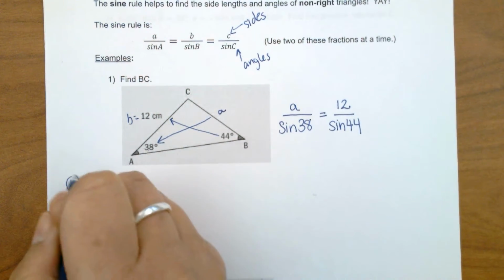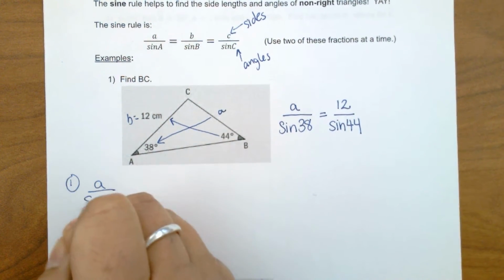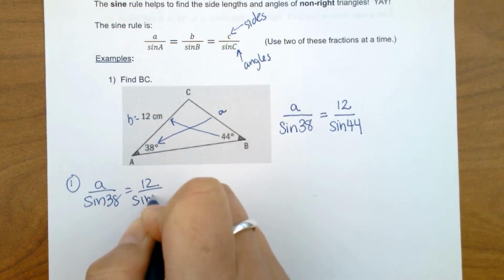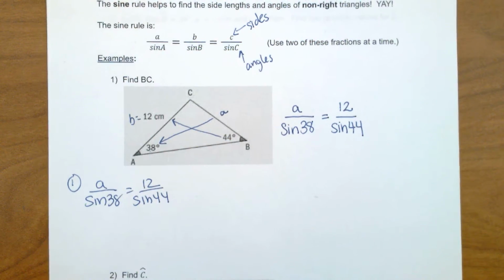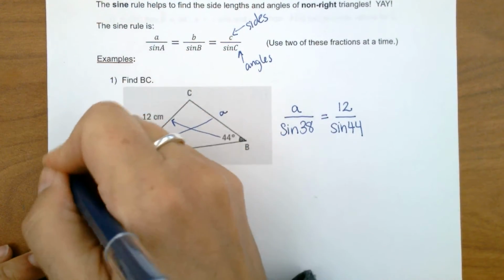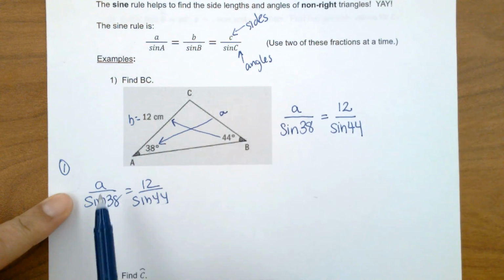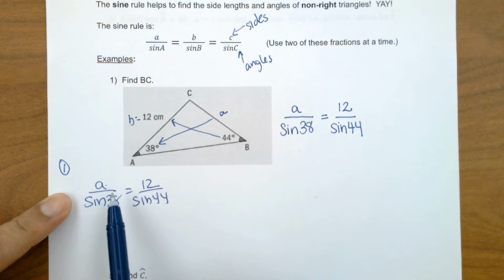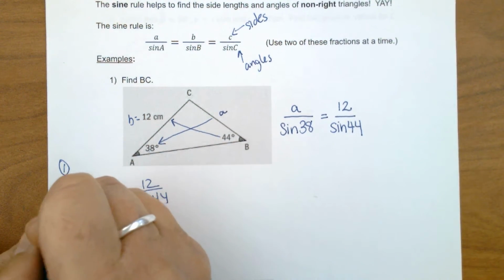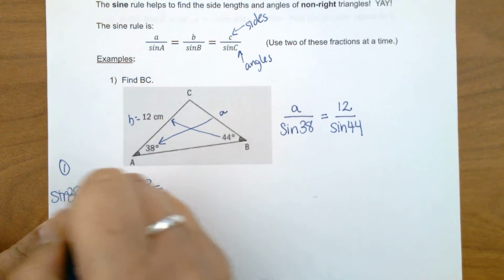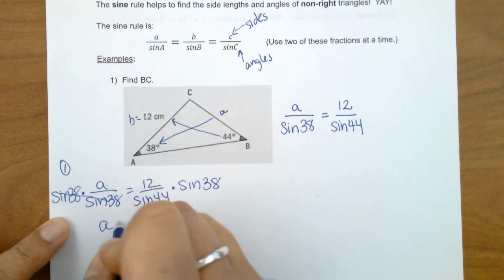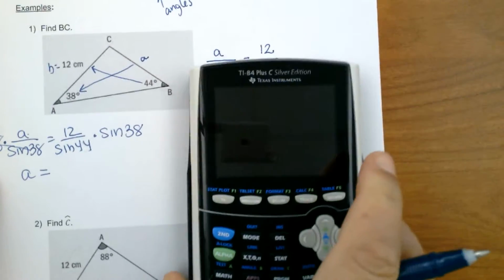Okay, so here's the first way. I'm going to write this over. You don't have to erase that number one, I'm just moving it up. We need to solve for a, and it's linked by division with sine of 38, so we can simply multiply both sides by sine of 38. A equals. Then we take out our calculator.